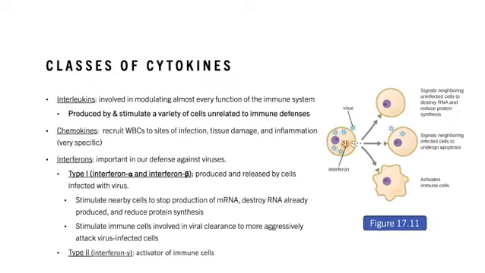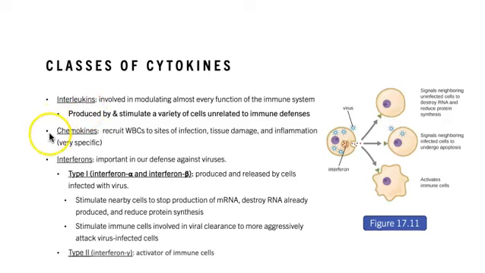Let's dive in a little bit deeper to the cytokine classes. First is our interleukins. You'll see that these are usually referred to as IL-3, IL-10, things like that. So they're involved in modulating almost every function within our immune system. They're produced by and stimulate a variety of cells unrelated to our immune defenses. And at first we thought white blood cells produced them. That's why you kind of see that "leuk" term in there. But we now know that it is through a bunch of different cells.